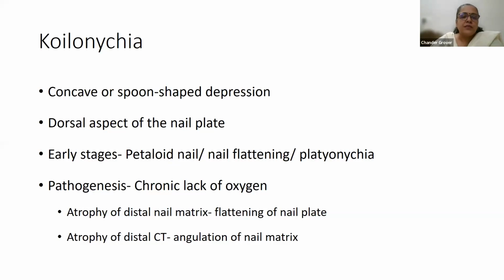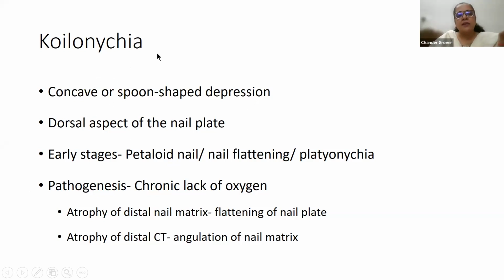Koilonychia, the opposite. Here the convex nail plate becomes concave and/or spoon shaped. A drop of water placed on the surface of the nail plate is normally supposed to flow either to the left or to the right. But in this case, the drop of water will not flow away. This is known as Koilonychia.